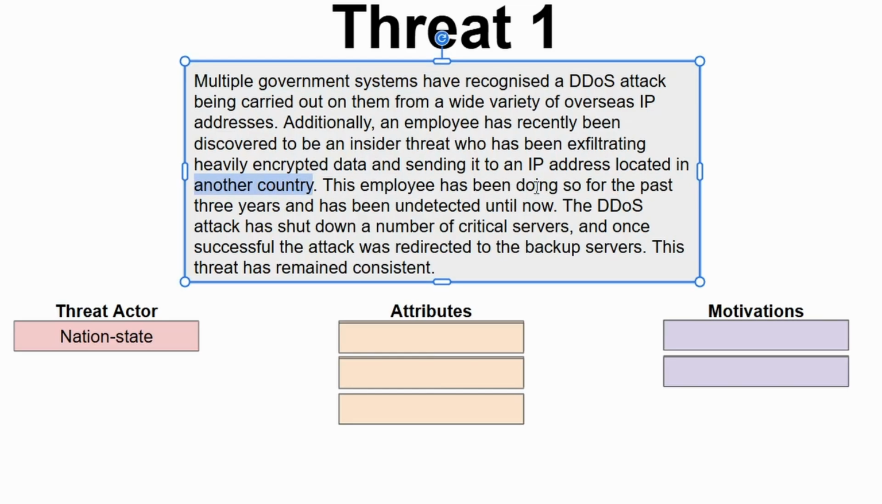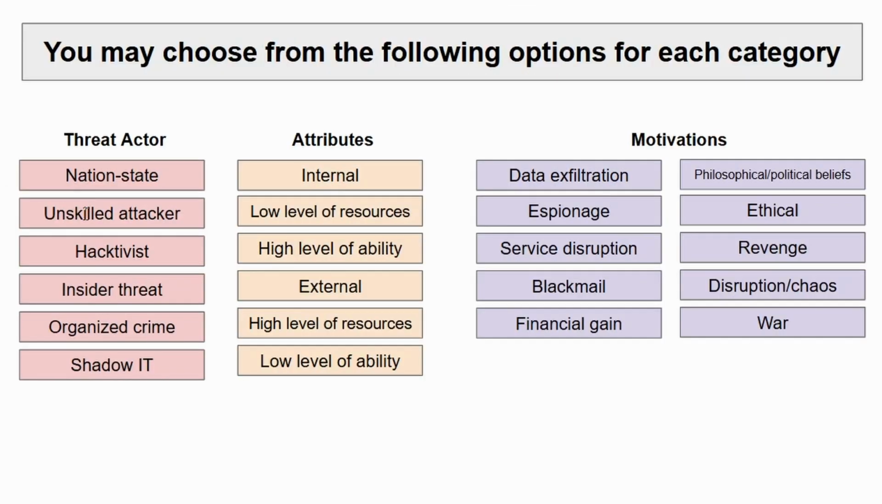This employee has been doing so for the past 3 years and has been undetected until now. So they've successfully done this undetected for 3 years, which implies there's a decent amount of training that's gone into this. And this person is like a professional. So a professional has come into our place of work that is in the government and is sending heavily encrypted data to another country. That best suits nation state, right? It's not an unskilled attacker. It's not a hacktivist. It is an insider threat, absolutely, but the more correct answer here is nation state.